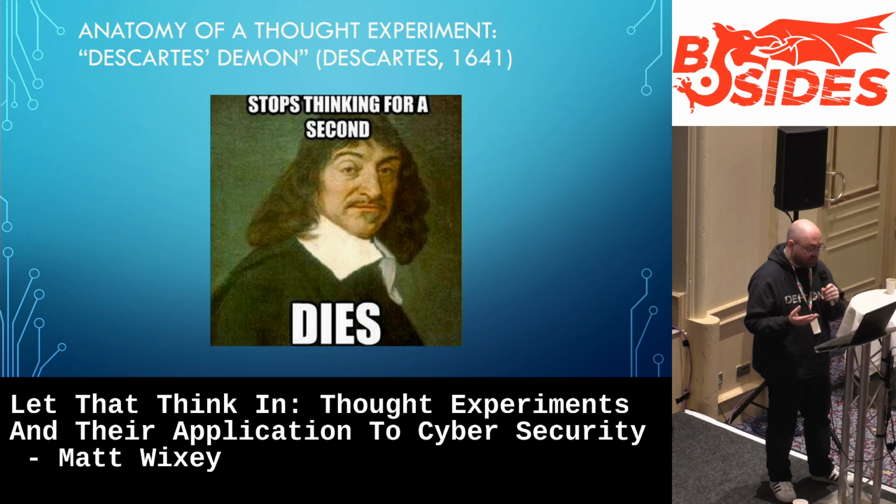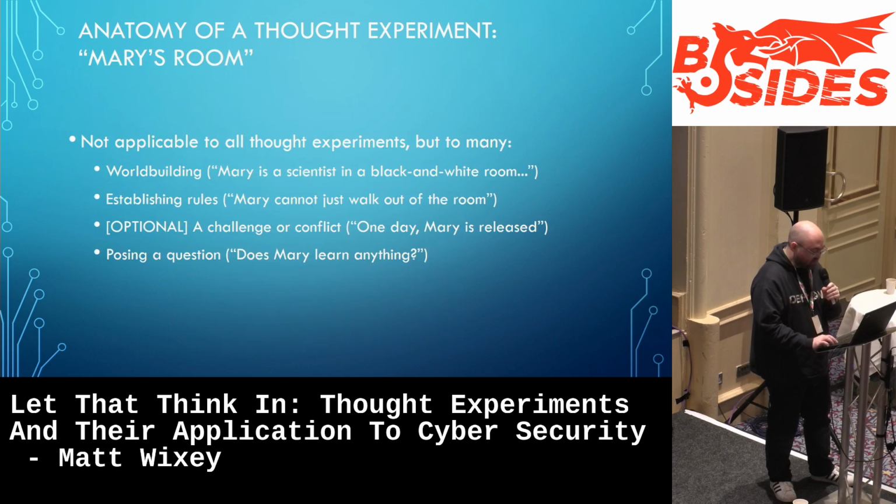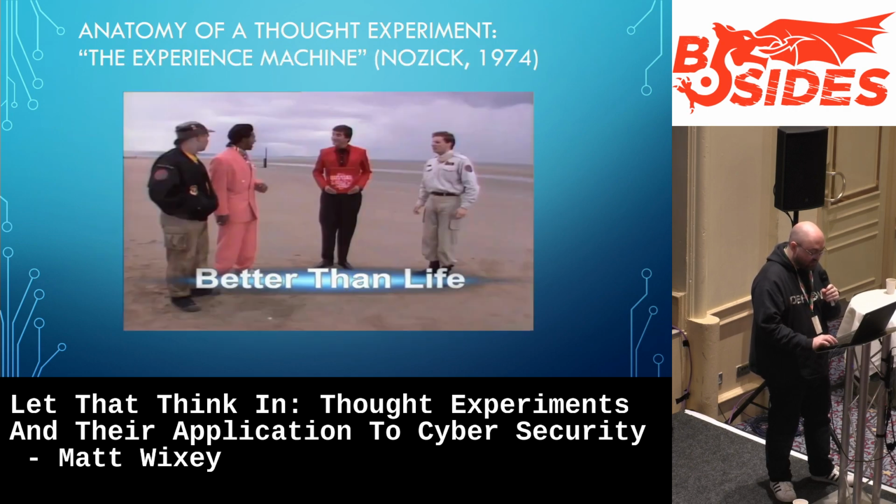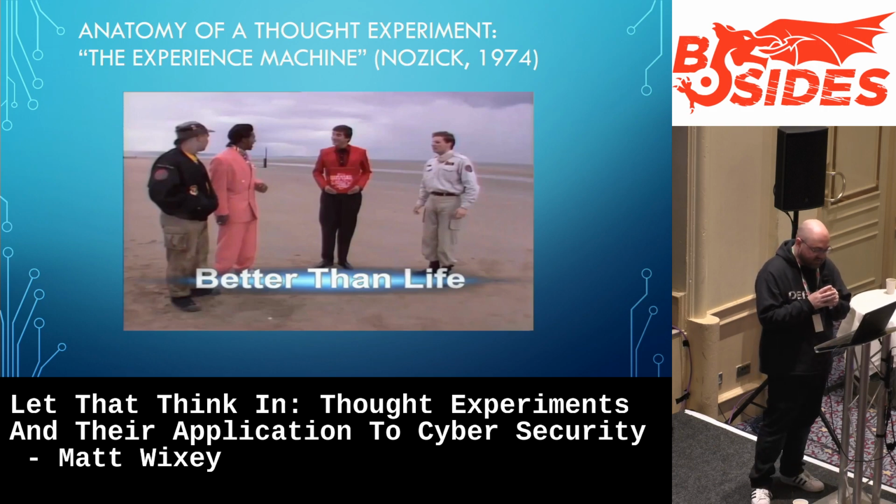How do we know that we're not just brains floating in a vat somewhere and that everything we see is a hallucination? So again, similar structure to Mary's Room. This one doesn't have a particular challenge or conflict, but other than that, it's the same. And then the Experience Machine by Nozick in 1974.